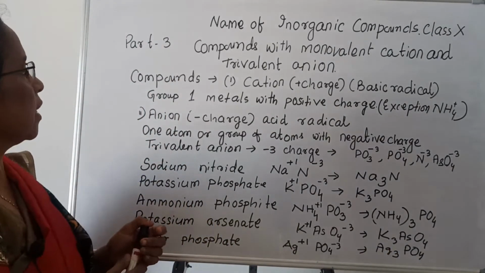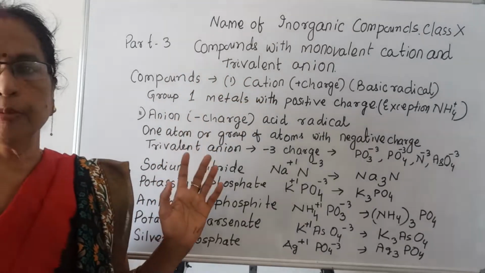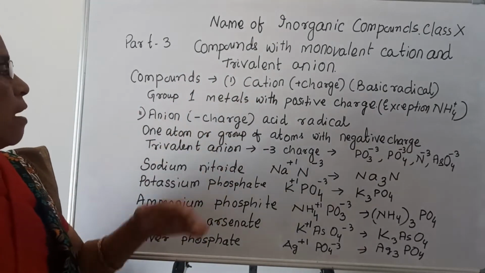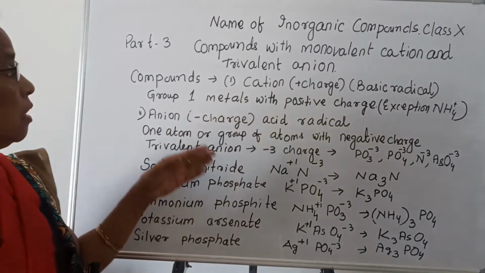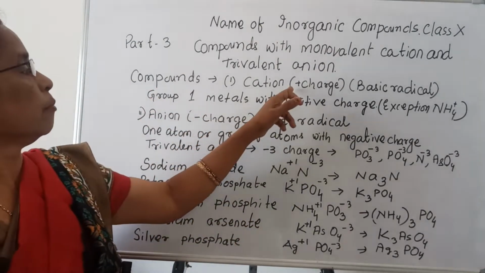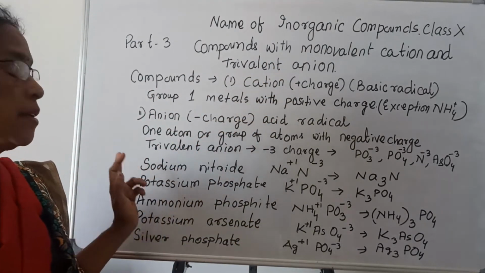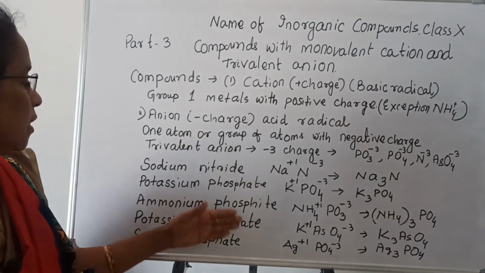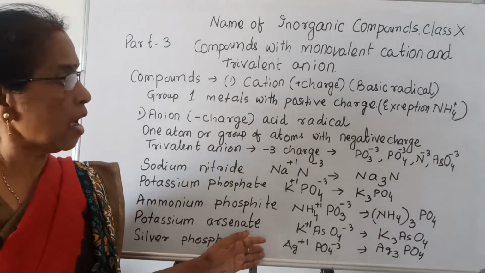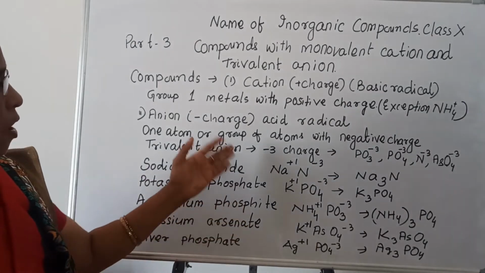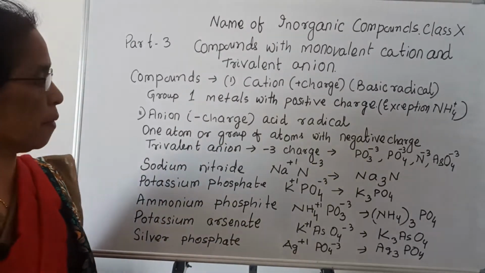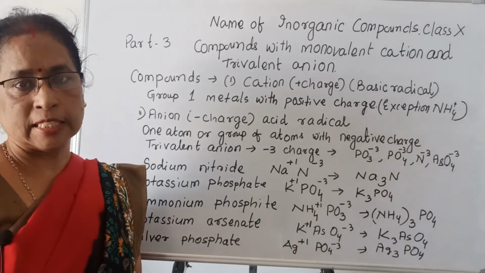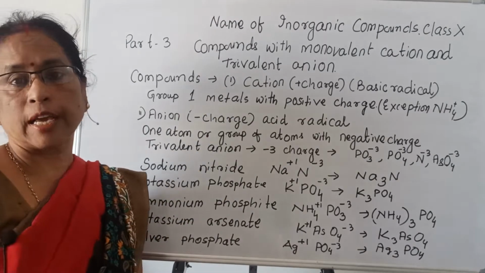Now you can understand here cation means positive charge, that is basic radical, and anion means minus charge, acid radical. Now the topic is monovalent cation and trivalent anion. These are the examples I have explained, and I am also going to explain other examples. After that you will find it very easy to name inorganic compounds.